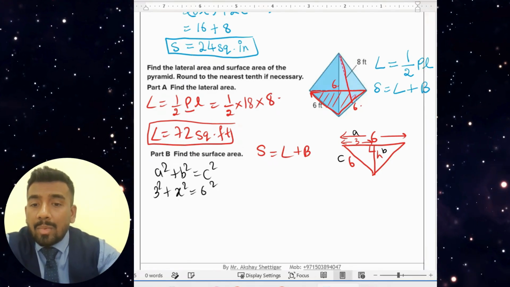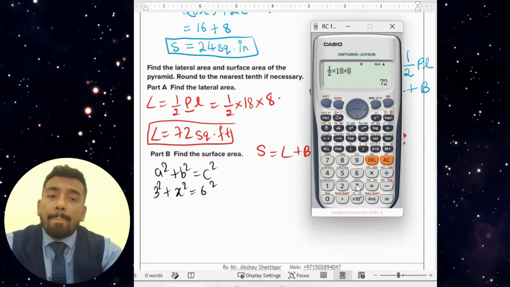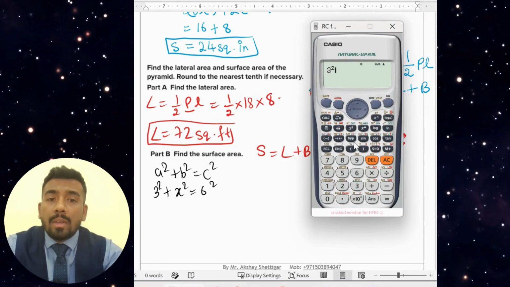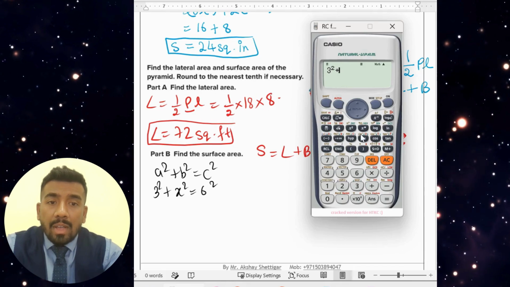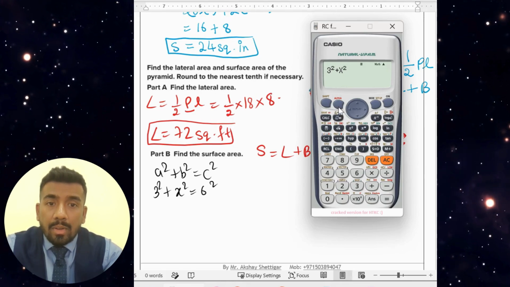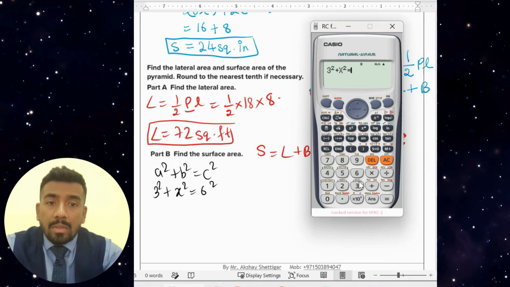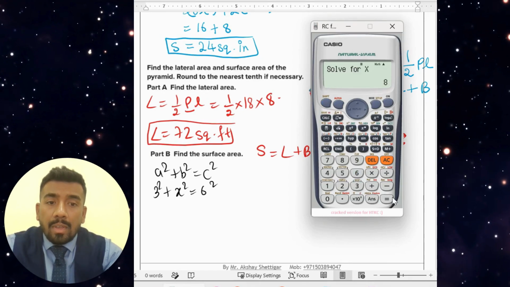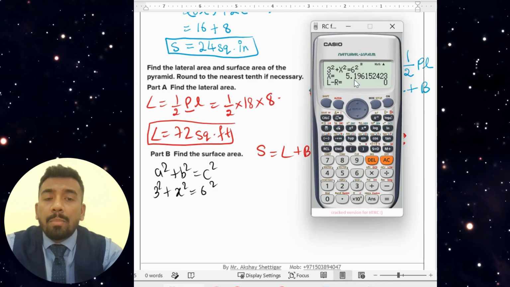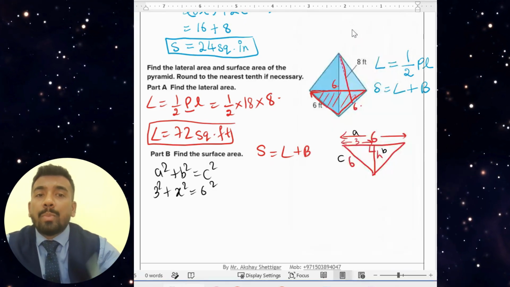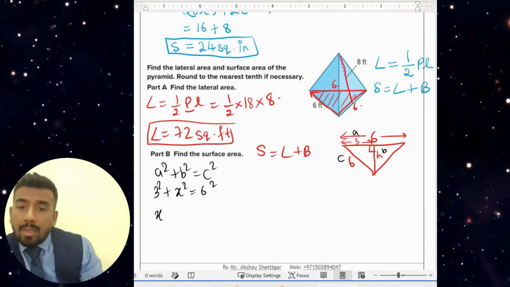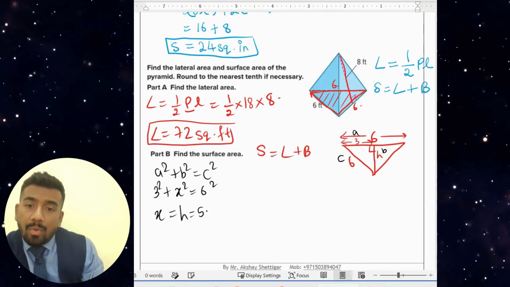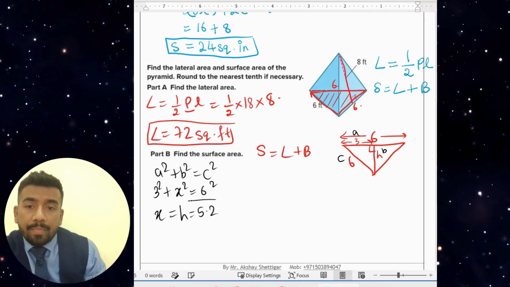Now put it in the calculator and do shift solve. So it's 3 square plus alpha x square equals 6 square. Shift solve equal. So 5.19, that's 5.2. So that's your x, your height. The height is 5.2.